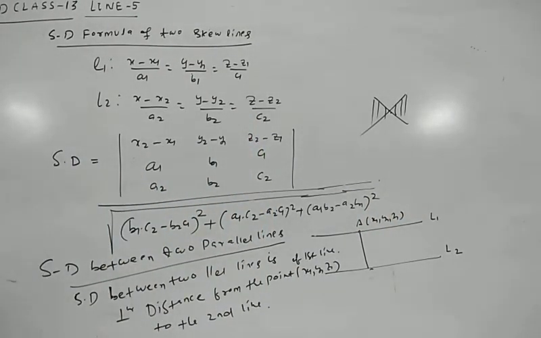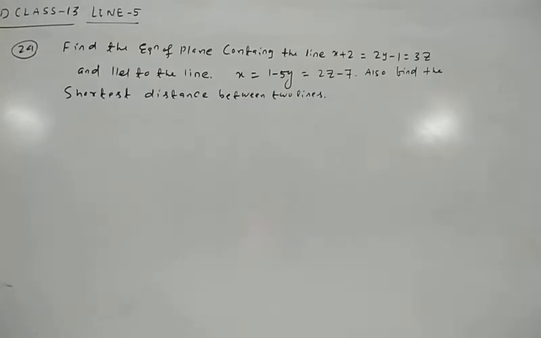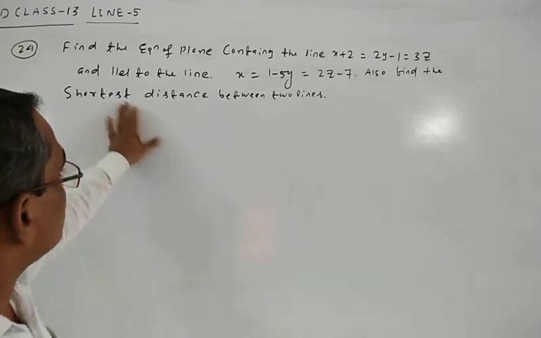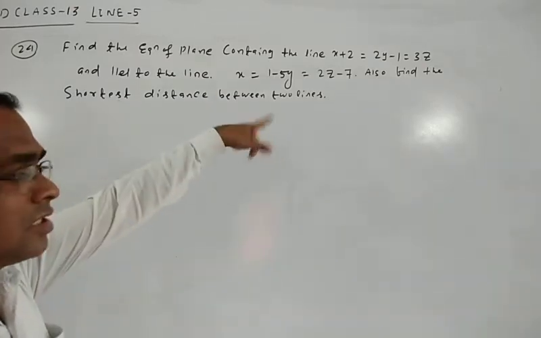next we do another problem. Find the equation of a plane containing the line x plus 2 equal to 2y minus 1 equal to 3z and parallel to the line x equal to 1 minus 5y equal to 2z minus 7, and also find the shortest distance between these two lines.